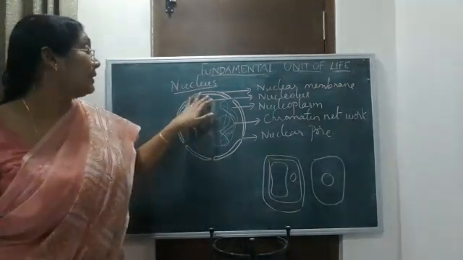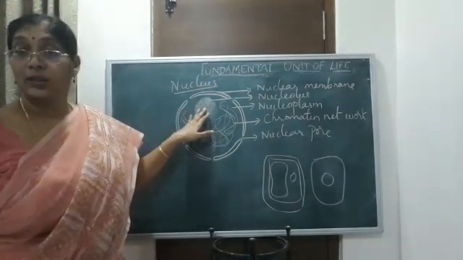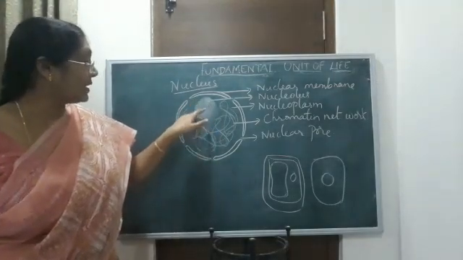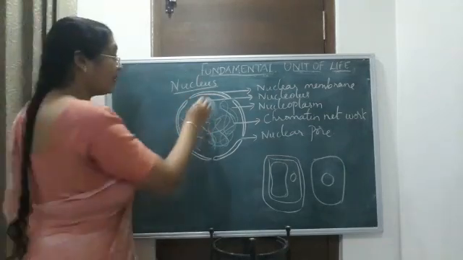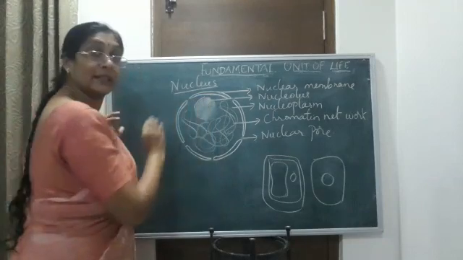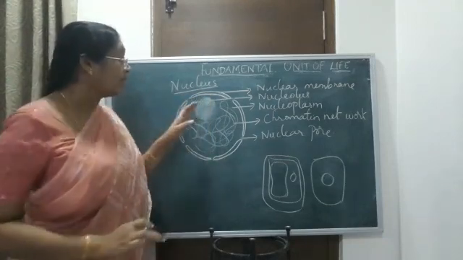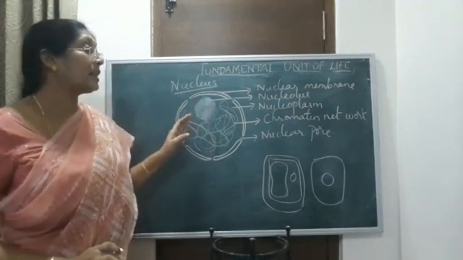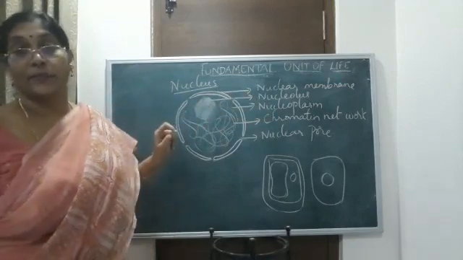Now, there is a dense body that is present inside the nucleus. In the nucleoplasm, there is a dense body that is present. And this dense body does not have a membrane. There is no layer like this. There is no membrane around it. It is not bound by a membrane. This dense body is called as nucleolus. This is called as nucleolus.